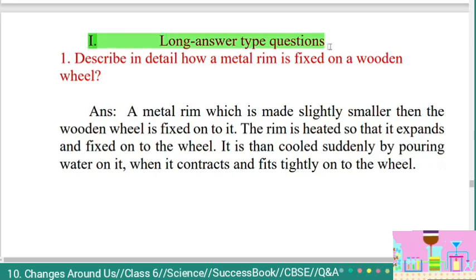Next, long answer type questions. First question, describe in detail how a metal rim is fixed on a wooden wheel. Answer, a metal rim which is made slightly smaller than the wooden wheel is fixed onto it. The rim is heated so that it expands and fixed onto the wheel. It is then cooled suddenly by pouring water onto it when it contracts and fits tightly onto the wheel.